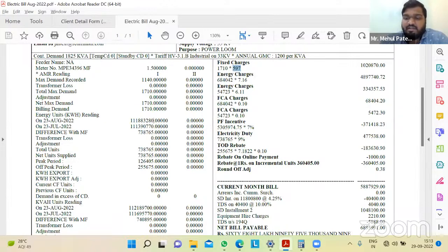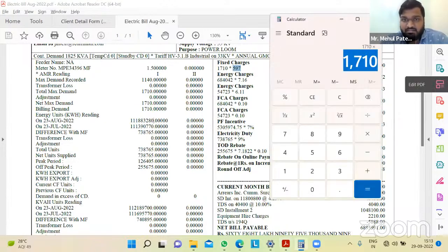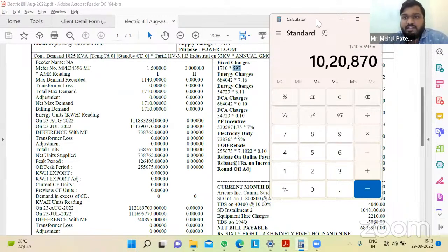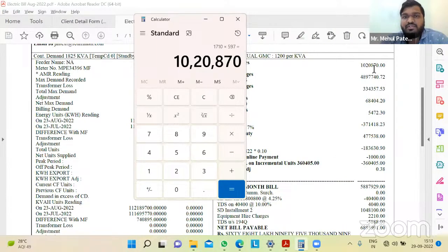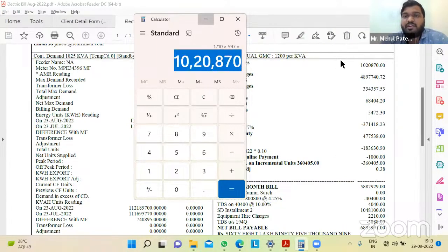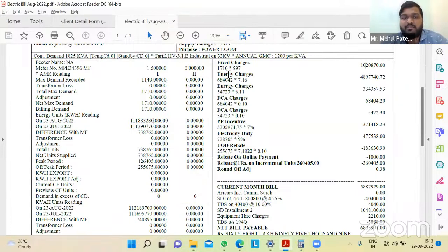Let us see whether you are getting it right. 1710 multiplied by 597. Yeah, so you get 10,20,870. So this is your fixed charges. These are not variables. Next is energy charges.